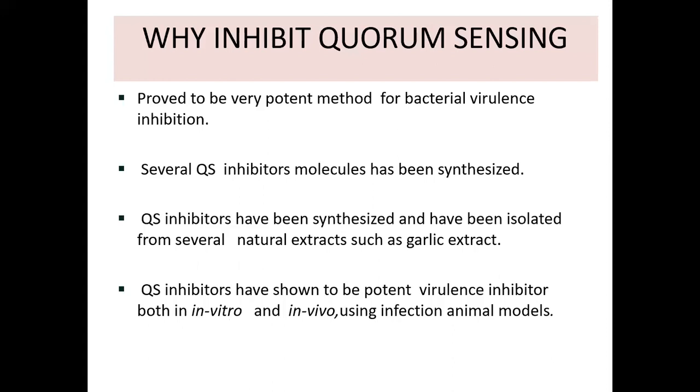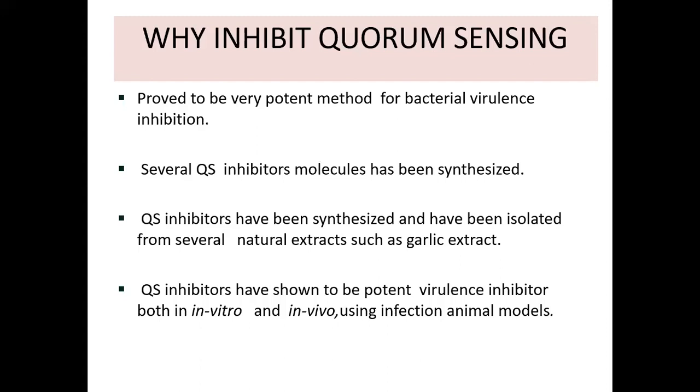These molecules are quorum sensing inhibitors that can be synthesized in the lab, and have also been isolated from several natural extracts, say for example garlic extract. That's why garlic has potential antibacterial activity, right? That's why they synthesize these molecules, called QS inhibitors. And these inhibitors have been shown to be potent virulence inhibitors both in vitro and in vivo using infection animal models.